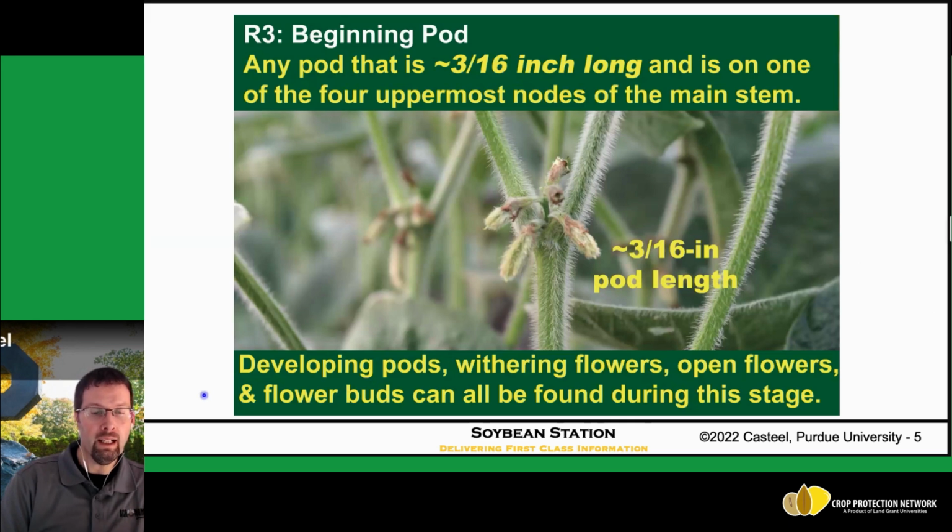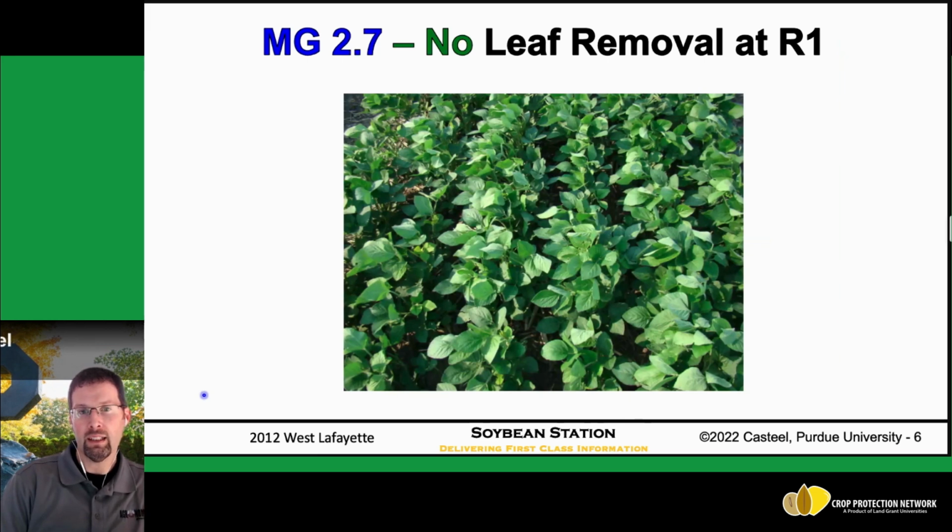And then R3, this is as we advance through, and now we're talking about beginning pod development. And you have a pod that's about 3/16 of an inch or longer. And this is going to be on the upper 4 nodes. So right now we're going to talk about R1 and R3 leaf defoliation. And in this, we did this for 3 years over at the West Lafayette site and kind of captured pictures as well to give you an idea of recovery time.